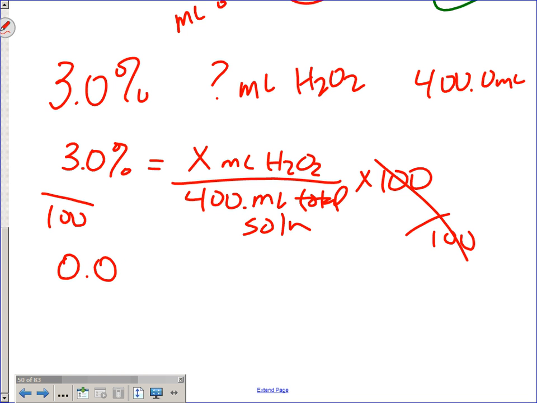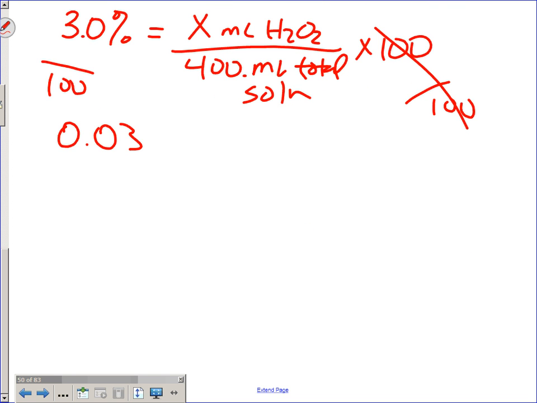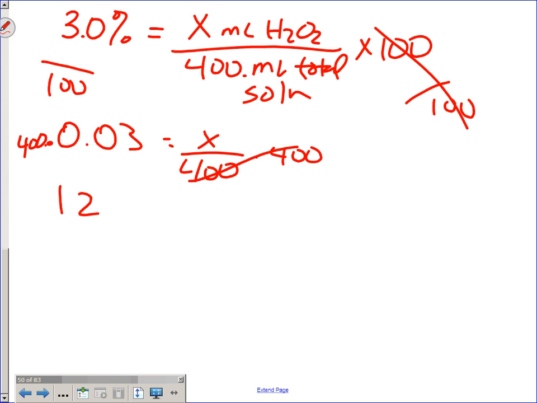0.03, good. That's the part people think, they're like, oh, 3% is 0.3. So make sure you divide by 100 appropriately. So 0.3 is equal to X over 400. So then how do you solve for X? Times by 400, right? On both sides. So what's 0.3 times 400? Say again? 12, thank you. 12 milliliters is equal to X. So that's 12 milliliters of hydrogen peroxide.